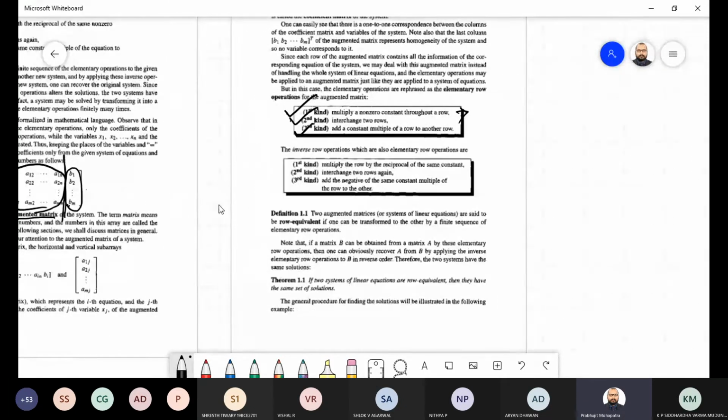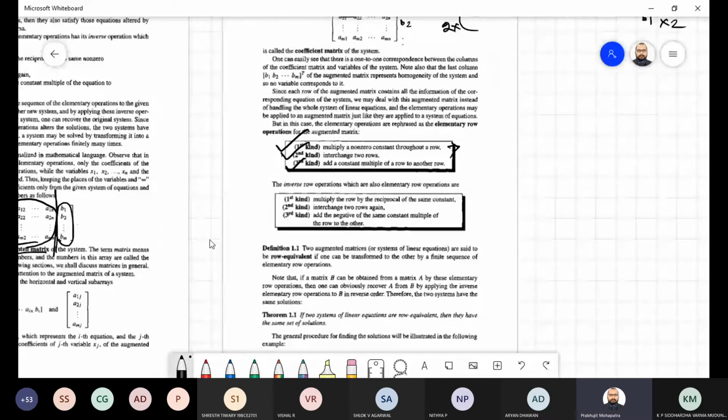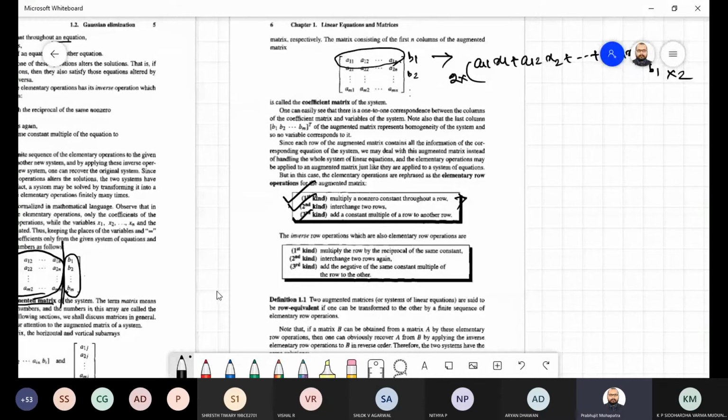And what are these operations called? They are called elementary operations. When you do them in terms of equations, that is called elementary operations. If you do the same thing in terms of a matrix, because a matrix means we are working in terms of rows, it is called elementary row operations.